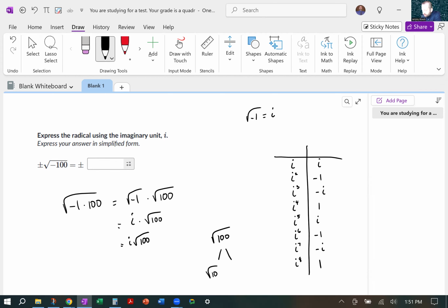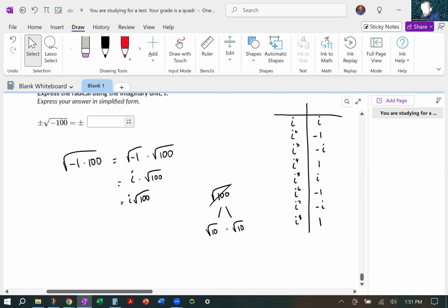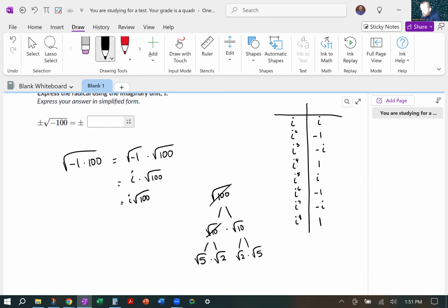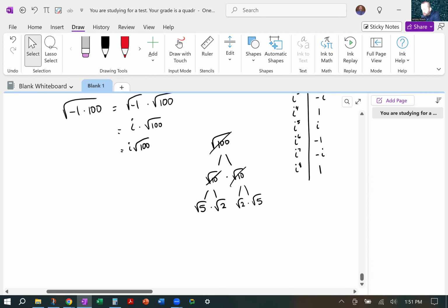Square root of 10 times square root of 10 is the same thing as square root of 100. We'll cross that 100 out because we were able to break it down. And I'm going to break this down further because 10 isn't a prime number. So let's break this down a little bit more. Square root of 5 times square root of 2 is the square root of 10. Square root of 2 times square root of 5, same thing over here. So we cross that out. Now square root of 5 and square root of 2, those are in their prime form already. They can't be broken down any further.